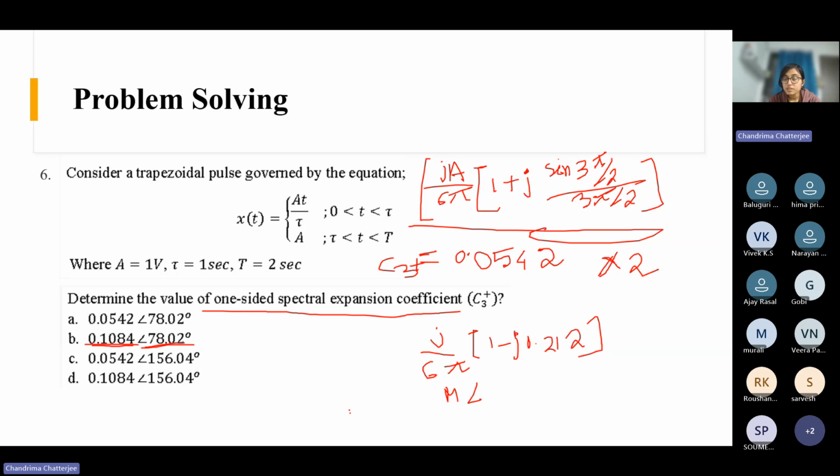What will be the angle here? J means 90 degree. Okay, 90 degree, and this angle, if you do tan inverse minus 0.212, this is some 11 point some degree. Okay, so this gives us 78.02 degree. You can do it by yourselves and check. Okay, I did it in my copy, and I think these are the figures that I got.